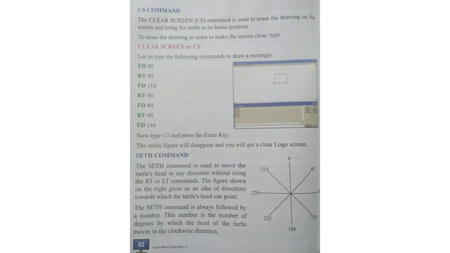Now it's the SETH command. SETH command is used to move the turtle's head to any direction without using the RT or LT commands. It is helpful to move in any direction. There is no need of writing RT and LT. A figure shown on the right gives an idea of the directions toward which the turtle's head can point. With the help of the SETH command, we can go any side. Here are some examples of the SETH command: home, then SETH 30, SETH 90, SETH 145, SETH 180.